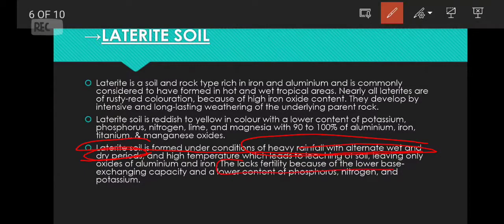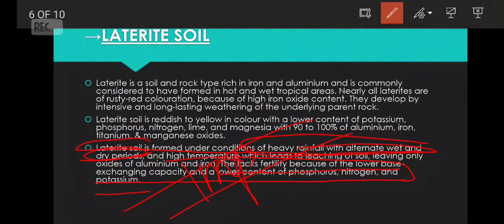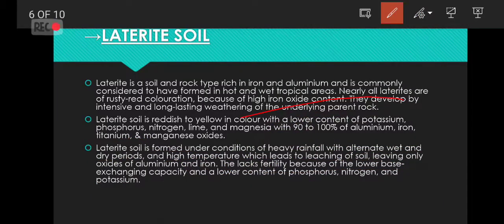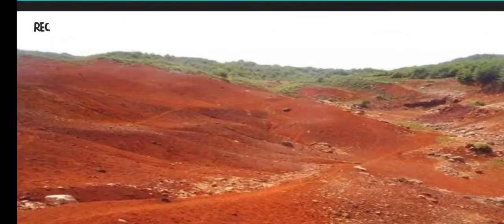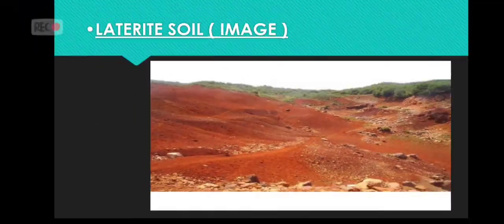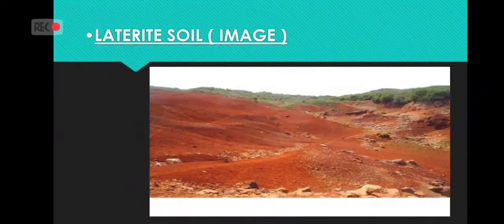It lacks fertility because of the lower base exchanging capacity and a lower content of phosphorus, nitrogen and potassium. This you have to read, it is important. Okay, the next is the laterite soil image. You can see that it is red in color, as I have said previously.